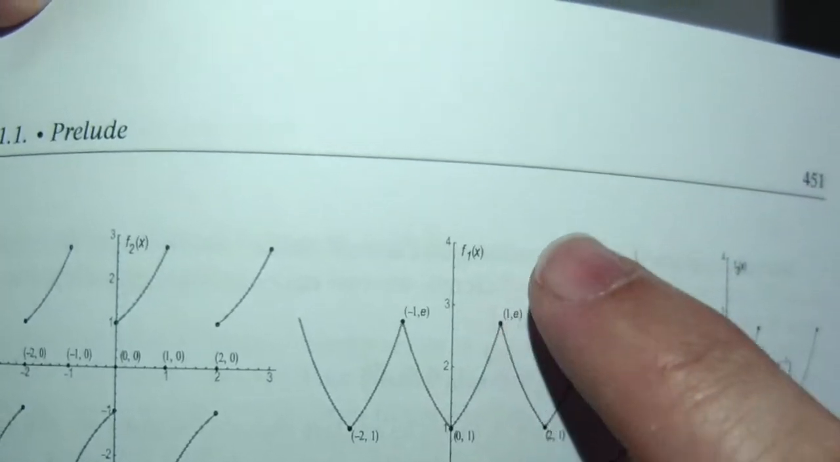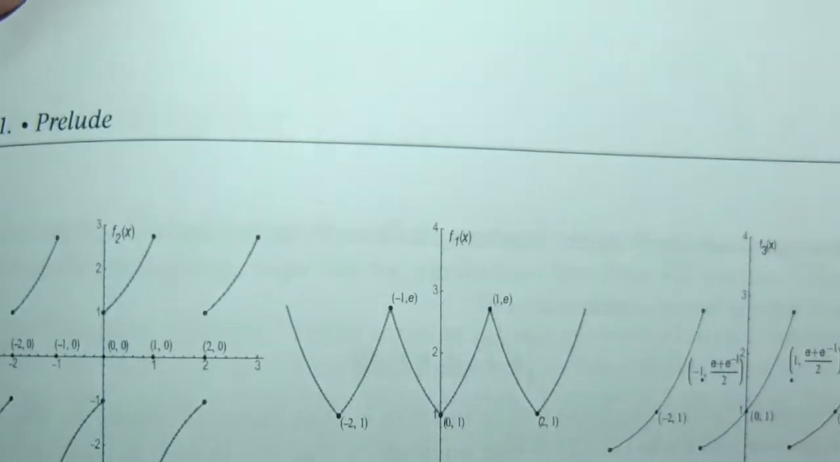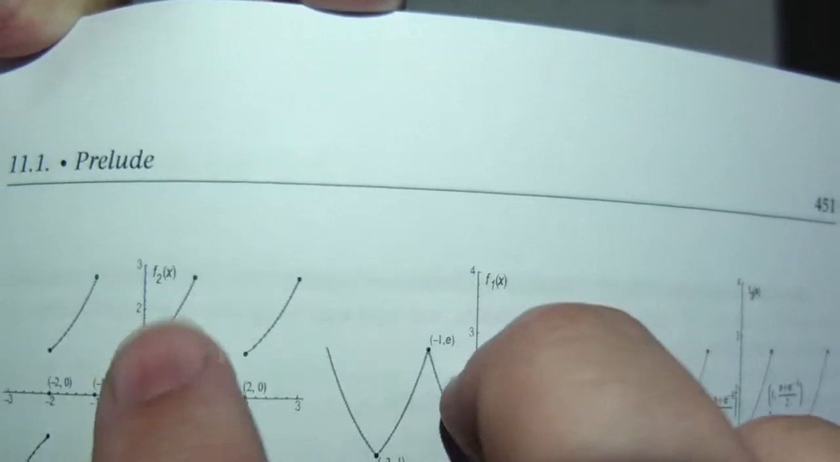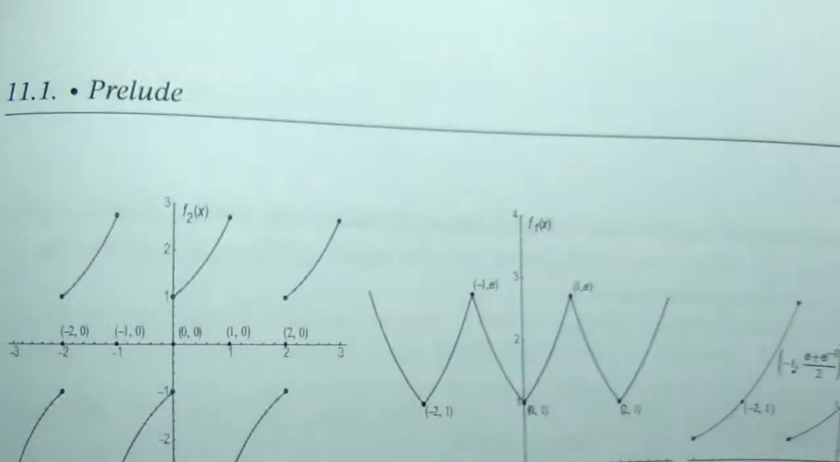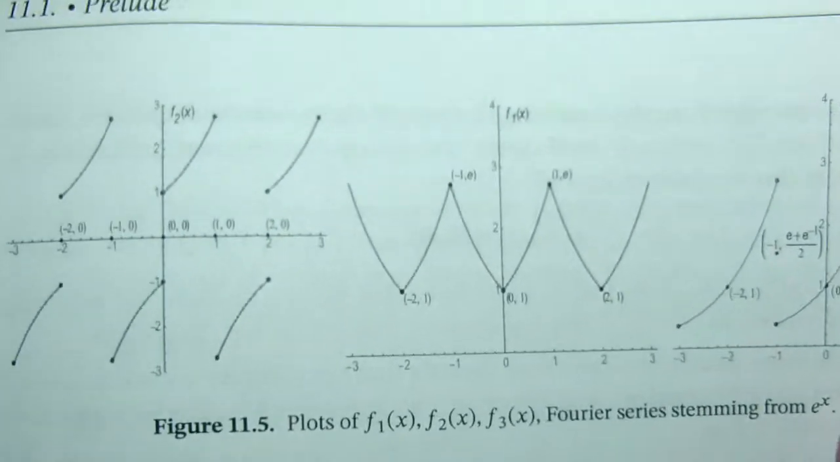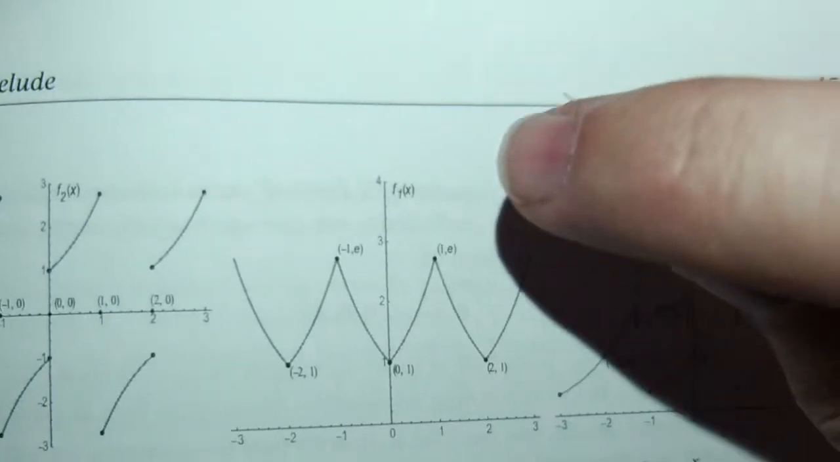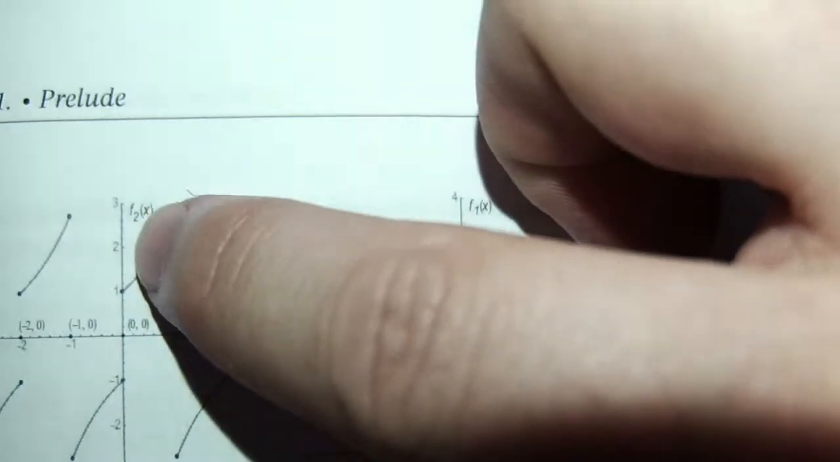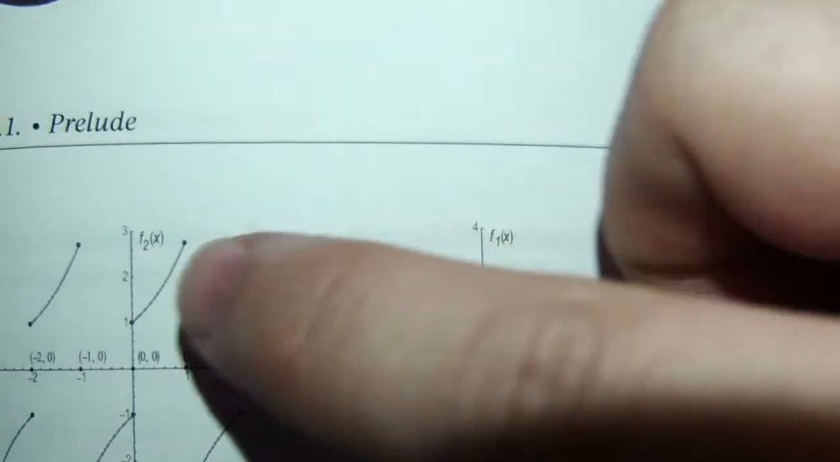Okay, so these have been slightly mislabeled. F sub 1 and F sub 2 have been swapped here. So we'll have to fix that. So then this is F sub 1, this is F sub 2, this is F sub 3. Okay, these labels are wrong.